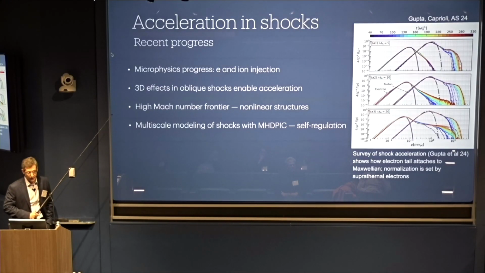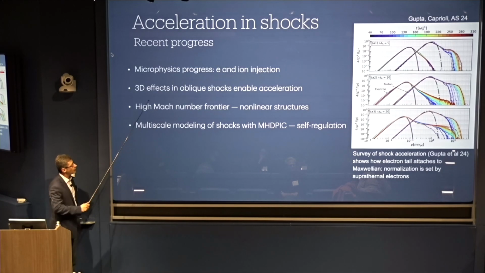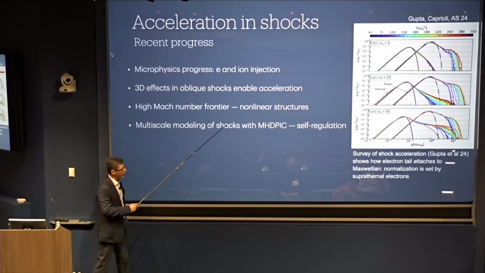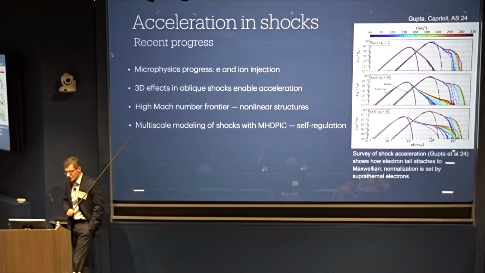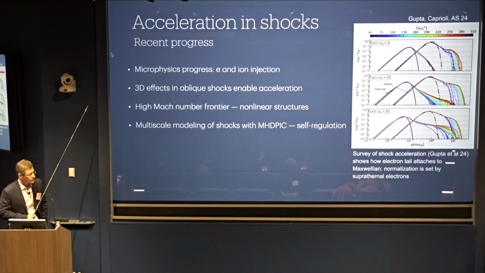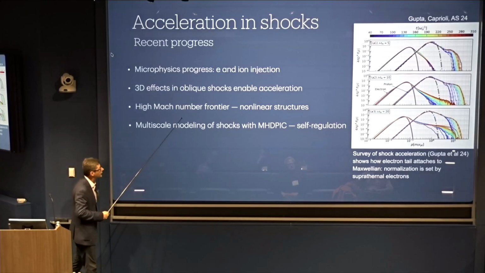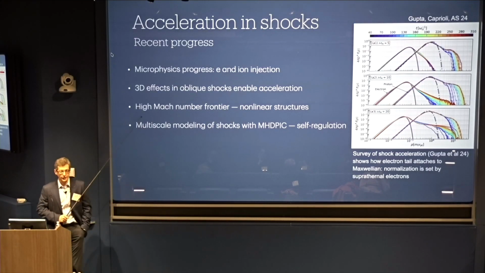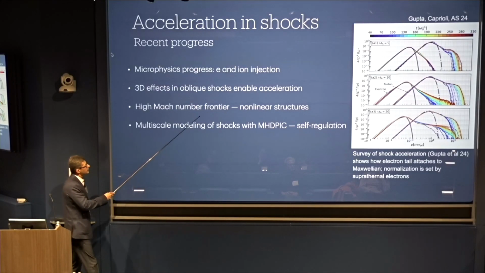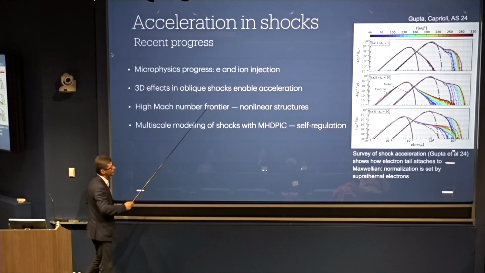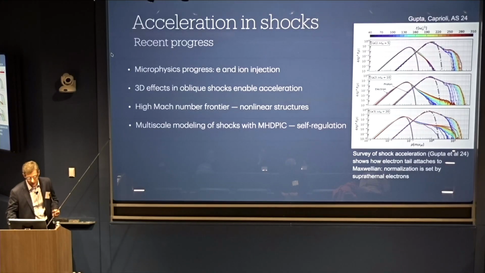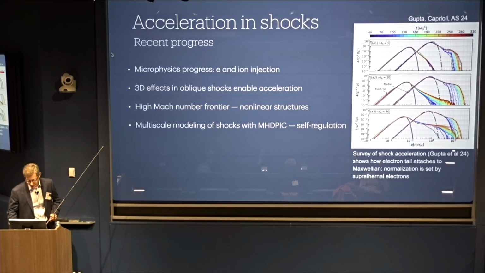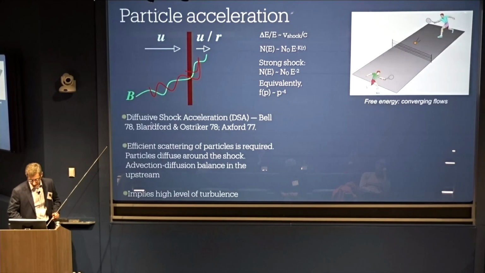So 3D effects are quite important, particularly in oblique shocks. And also we've encountered what I would call the high Mach number frontier. As we get to Mach numbers that are of relevance to something like a supernova remnant, around 100 and above, things become very time dependent, very turbulent, and very interesting. So this is the frontier of what we're trying to do now, and trying to address it with multiscale simulations. So let's go into a little bit more detail.